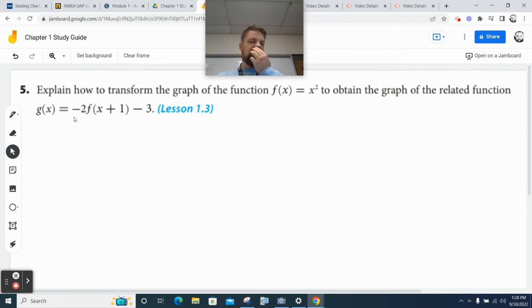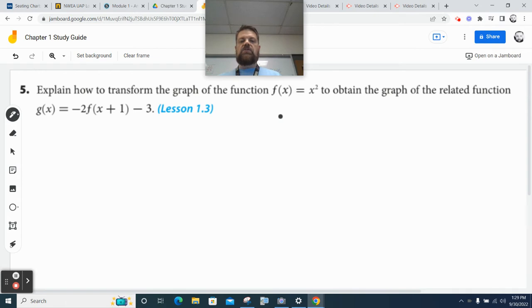Yeah. All right, let's do this last one real quick. Hold on, focus. Explain how to transform the function f of x equals x squared to obtain a graph related to the function g of x. So there's a couple of things. This is actually easier than you realize.